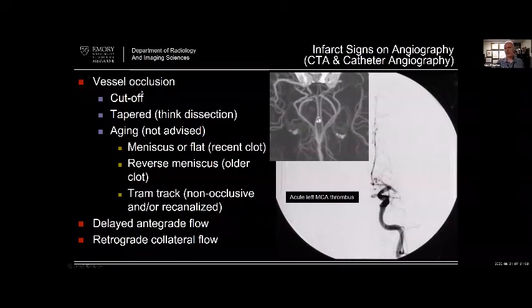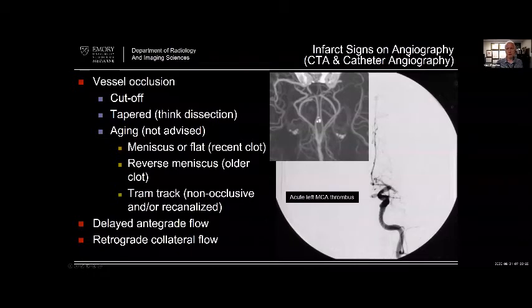If you see a vessel occlusion, like an artery occlusion, one of the first things to pay attention to is a complete cutoff. In a perfect world, you would have some delayed images to see if it's completely occluded or not. But typically, that's that focal point. One thing to pay attention to is if it's tapered, you think arterial dissection. There's something some people do, which is to try to figure out how old the clot is. I don't advise it. It could easily be wrong, so I try not to, but it's something people do.